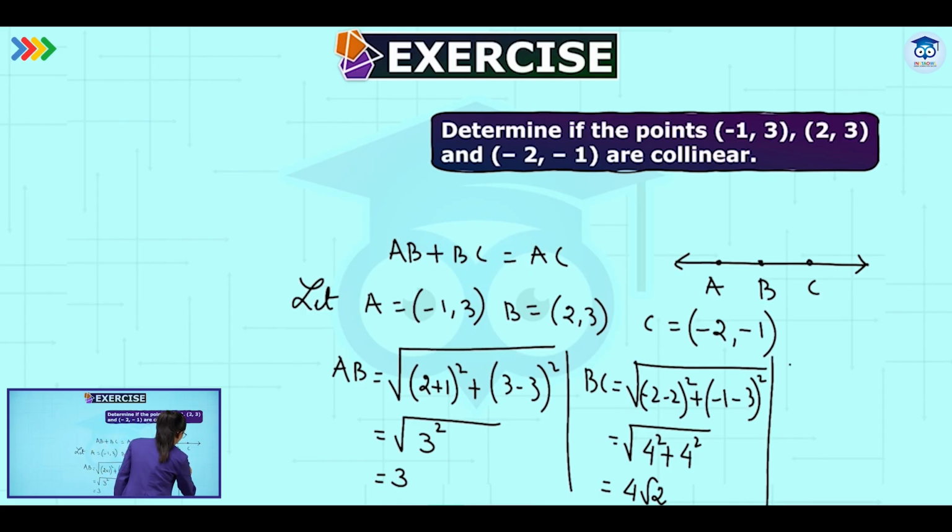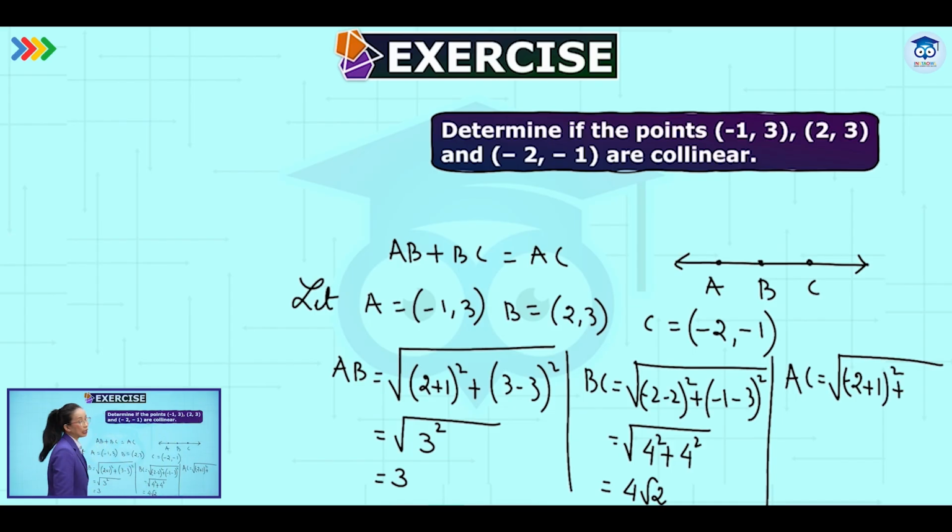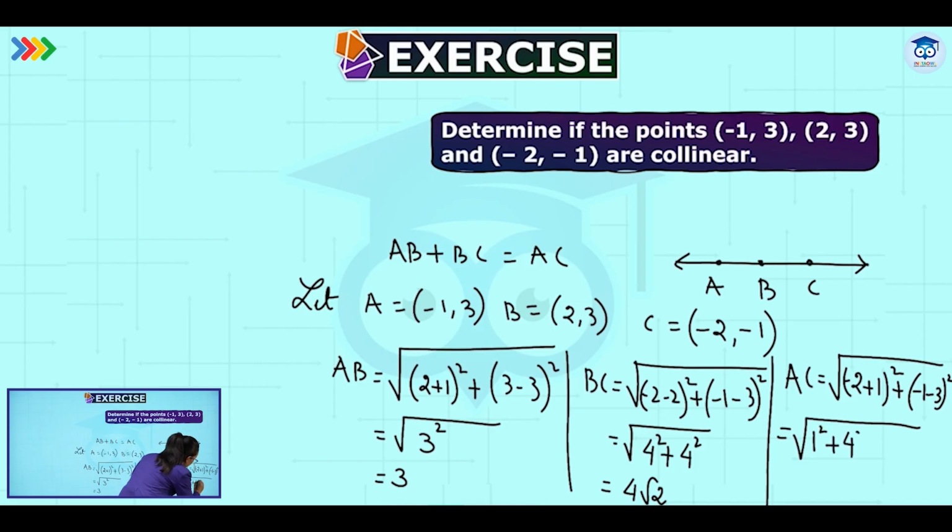And last we have AC, square root of the difference of minus 2 and minus 1. So it becomes minus 2 minus of minus 1, that becomes minus 2 plus 1 whole square, plus minus 1 minus 3 whole square. After calculating this, we have 1 square plus 4 square, 16, plus 1, that's the square root of 17. So we are going to add this.